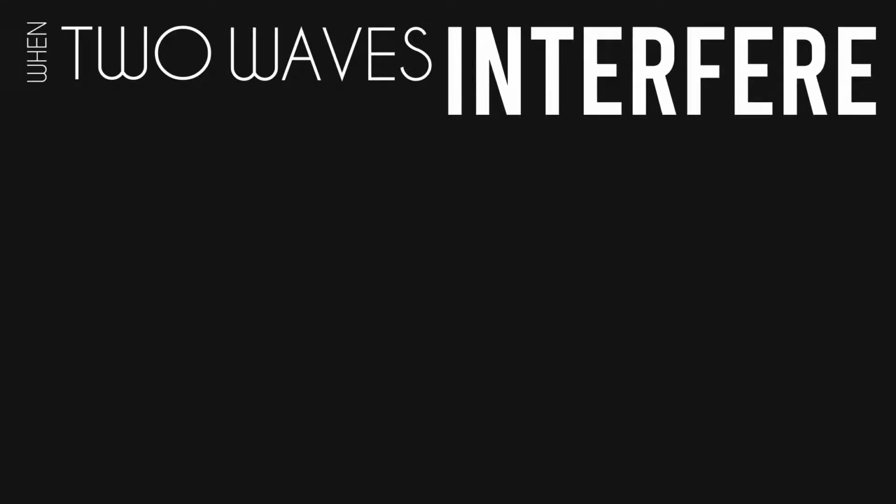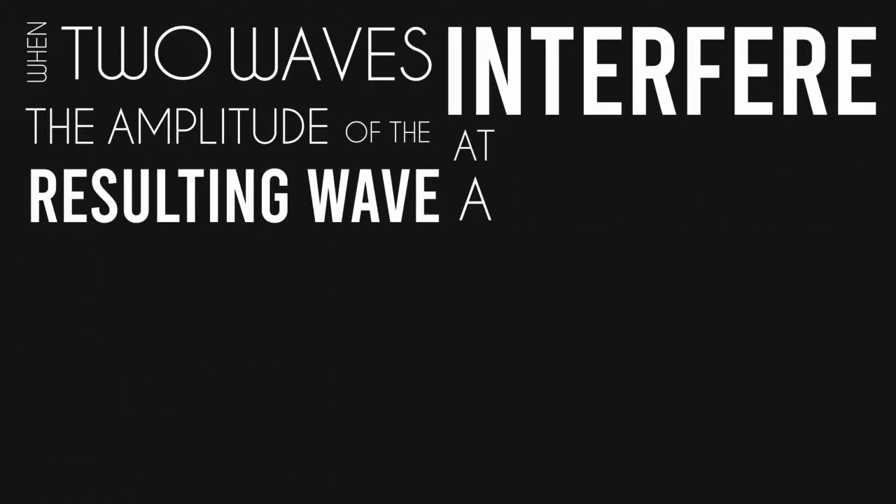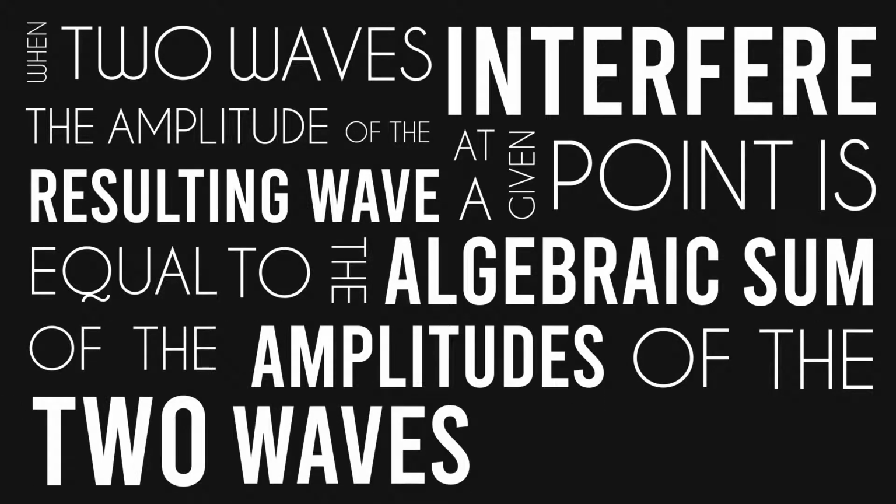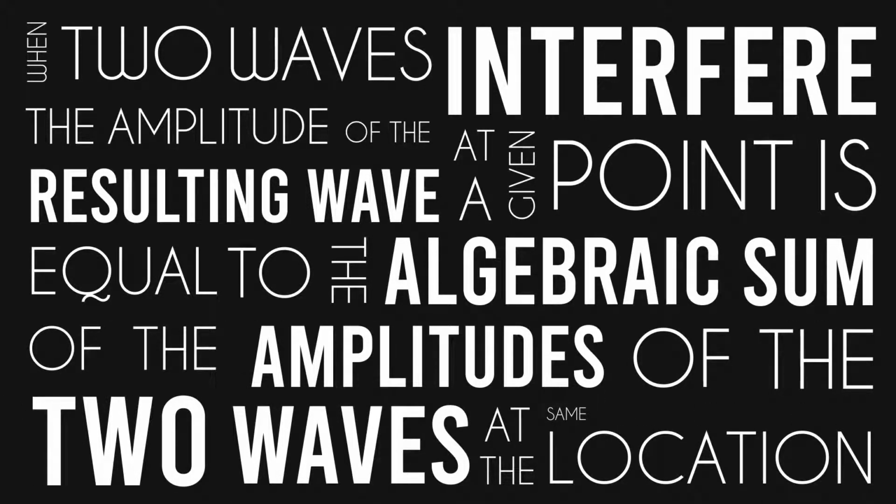When two waves interfere, the amplitude of the resulting wave at a given point is equal to the algebraic sum of the two amplitudes of the two waves at the same location. This is known as the principle of superposition.